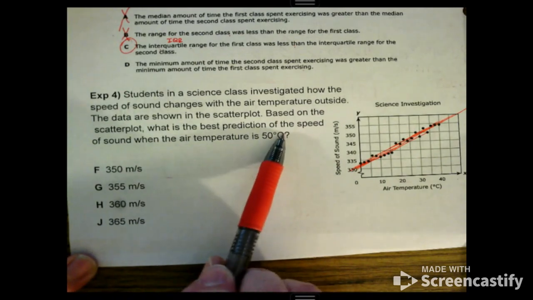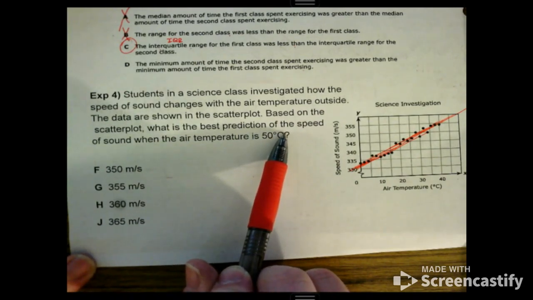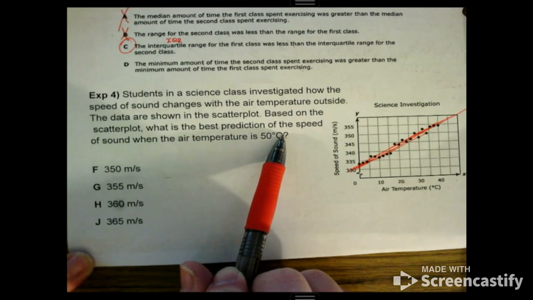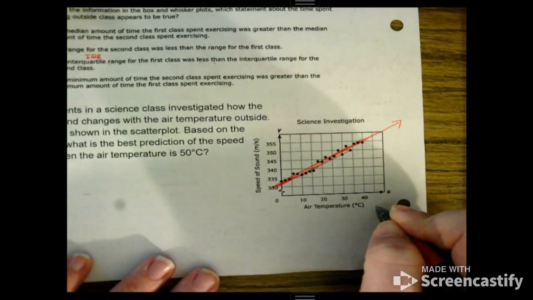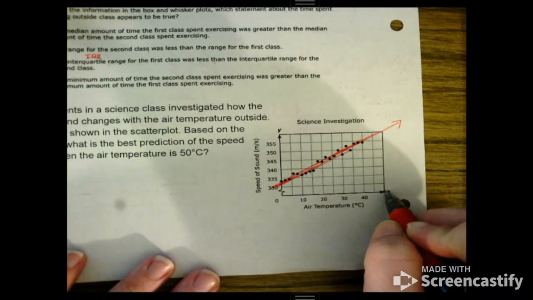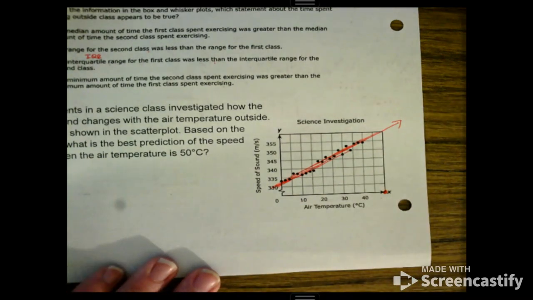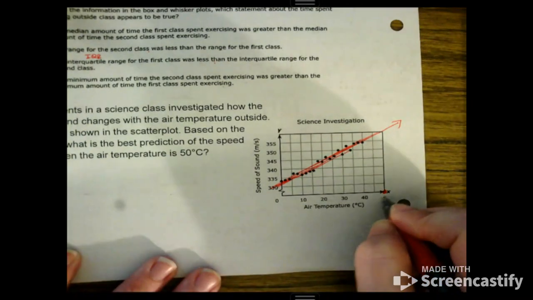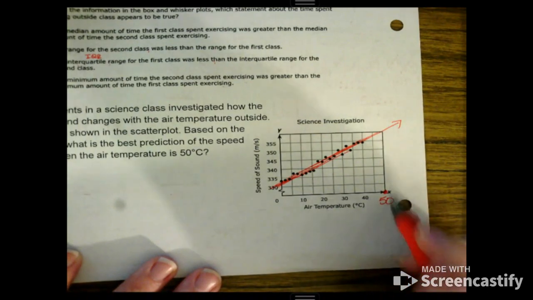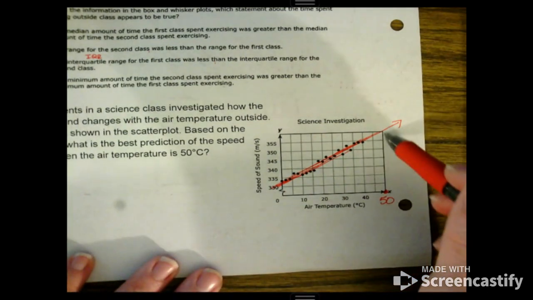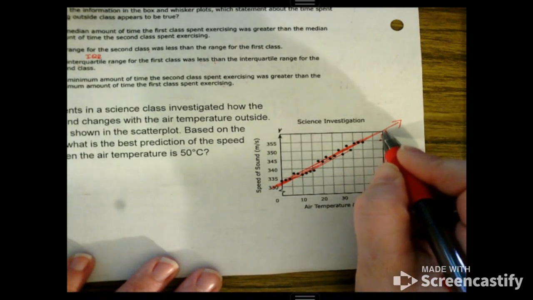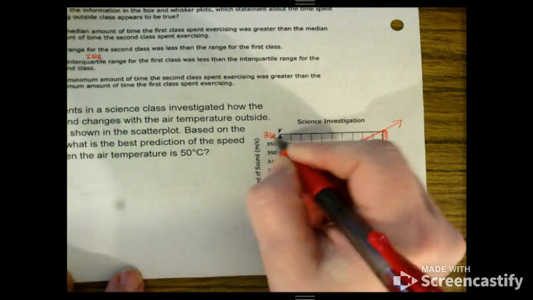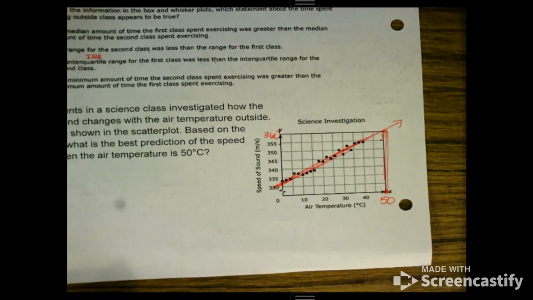Guys, I'm talking. Y'all need to listen. What is the best prediction of the speed when the air temperature is 50 degrees? Okay. What is the best prediction of the speed? 360. So if 50 was here, where do y'all think it would be on the trend line? 355. Well, 355 is right here. 360. Yeah. I said 360. Because this is 350. But I thought we were trying to go like past.